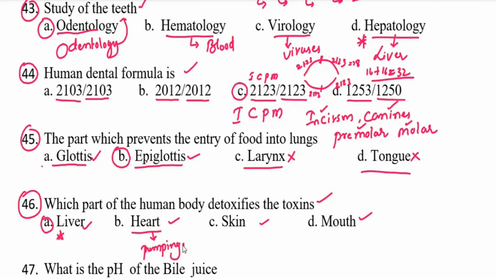Pumping of blood is the function of the heart. Skin cannot detoxify toxins; skin prevents the entry of pathogenic organisms from outside to inside, and it also cools down our body by producing sweat. The mouth definitely cannot detoxify because it doesn't have the detoxification property. So the absolute answer here is the liver. Coming to the 47th question.